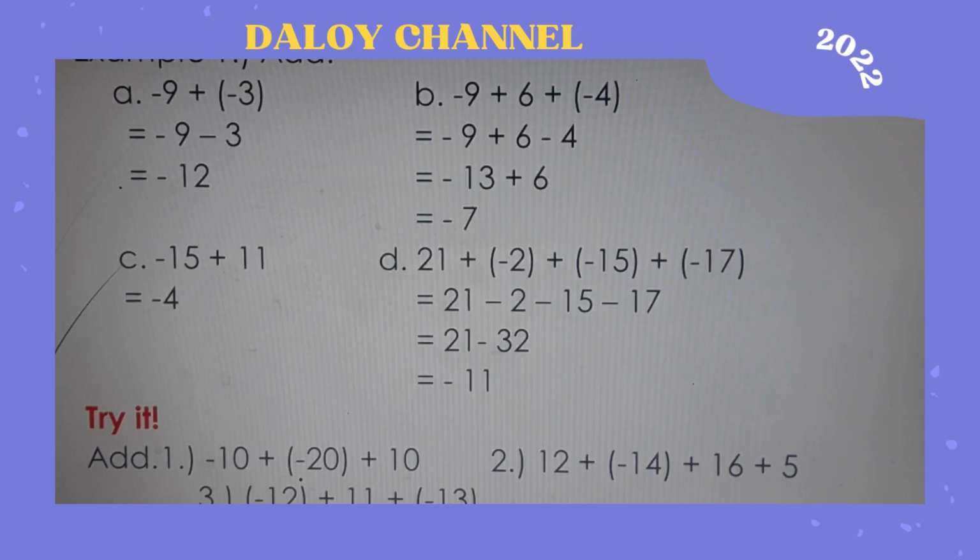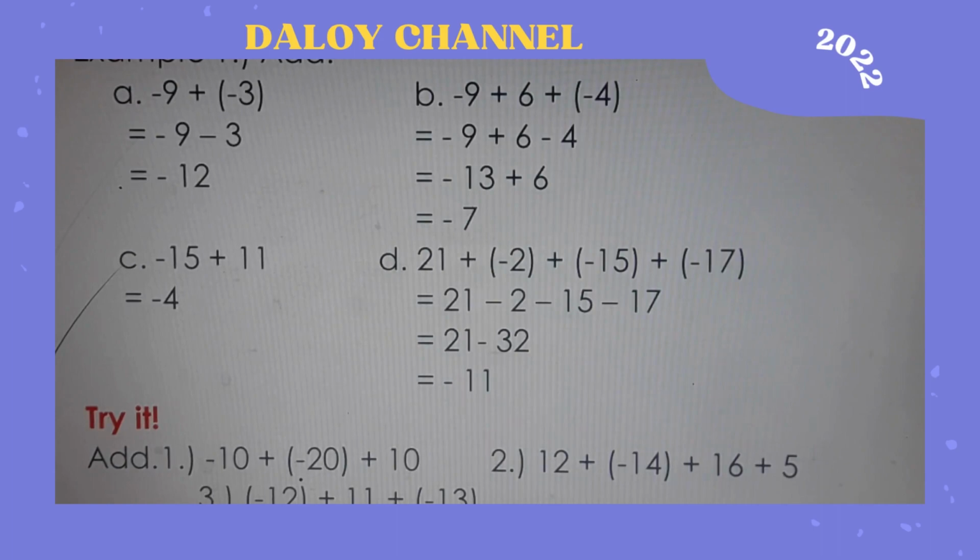For letter C, the operation there tells us directly to simplify. Since we are dealing with unlike signs, the greater value is -15. So we need to subtract it by +11. So their difference is equal to -4.